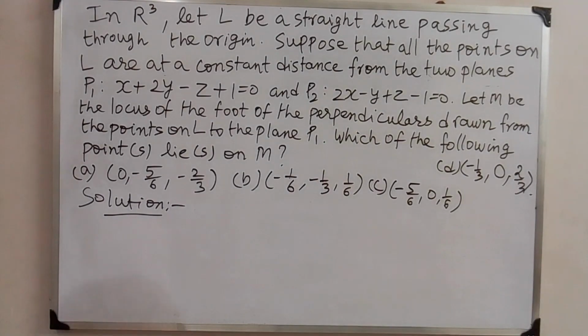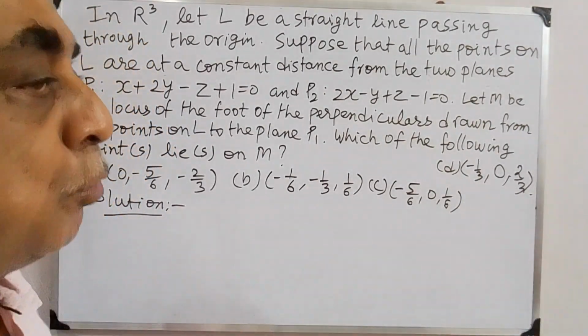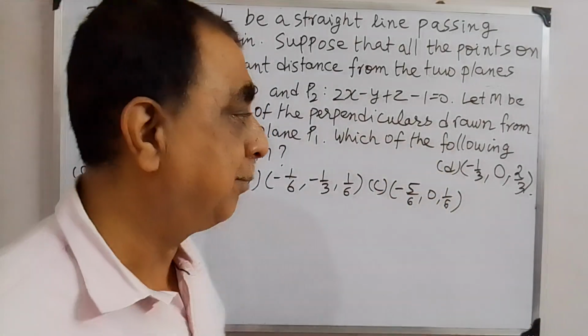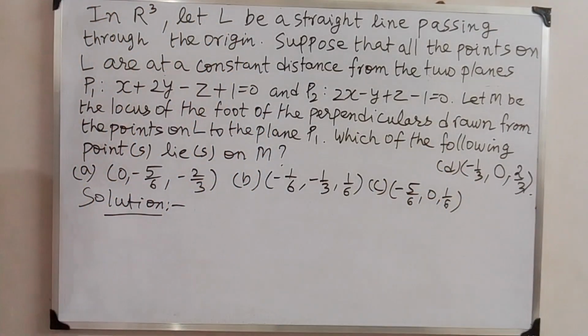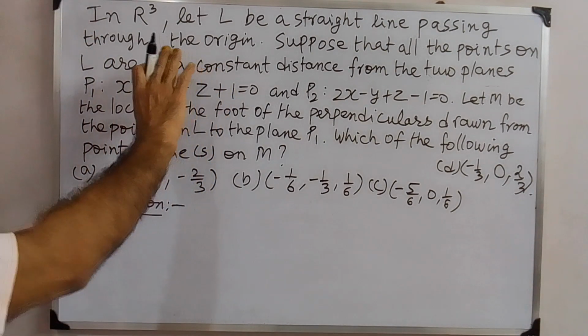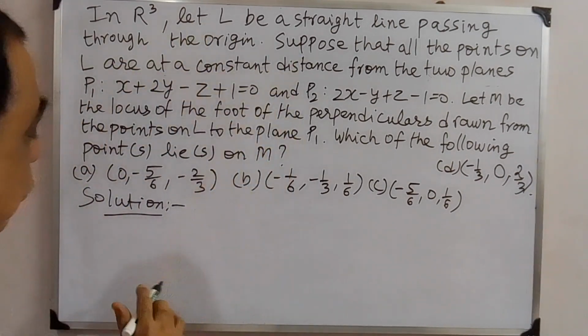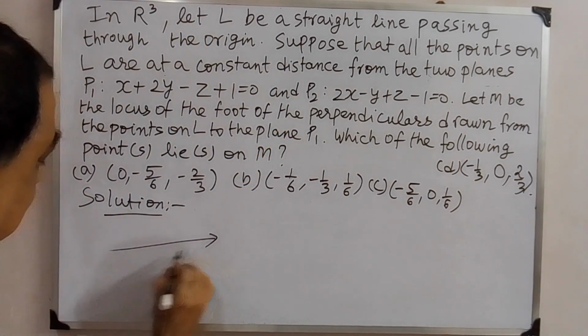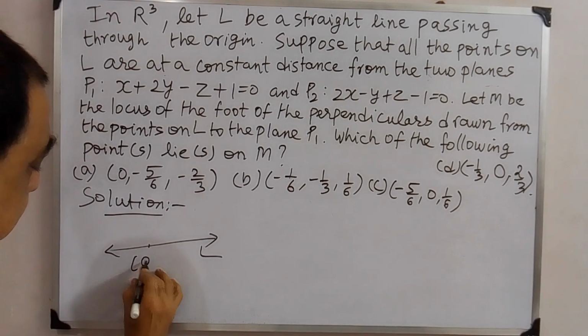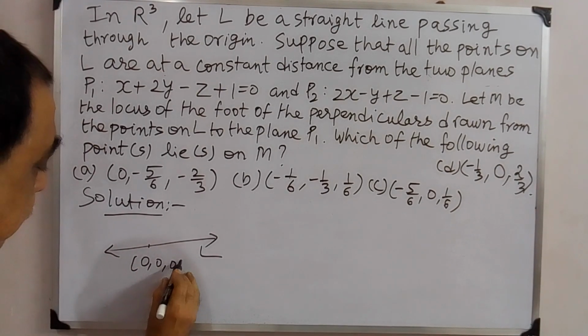Out of these four options, there may be more than one correct answer for the given question, so we have to find the correct options. So see here, what is the sum saying? The sum is saying that there is a line L which is passing through the origin, 0 0 0.